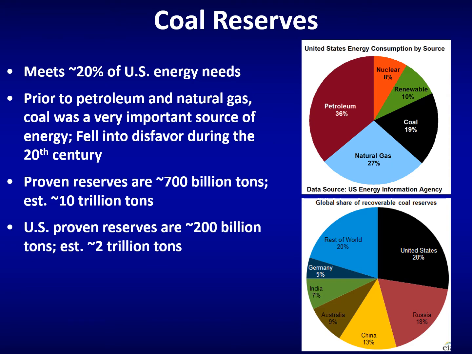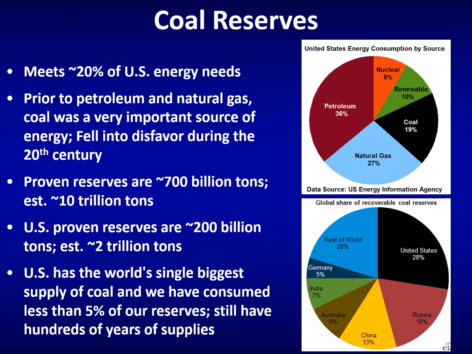Proven reserves are about 70 billion tons, estimated 10 trillion tons, and the U.S. reserves are about 200 billion tons, estimated about 2 trillion tons. In fact, the U.S. has the world's single biggest supply of coal, and we have consumed less than 5% of our reserves, so we still have hundreds of years of supplies of coal to produce energy.